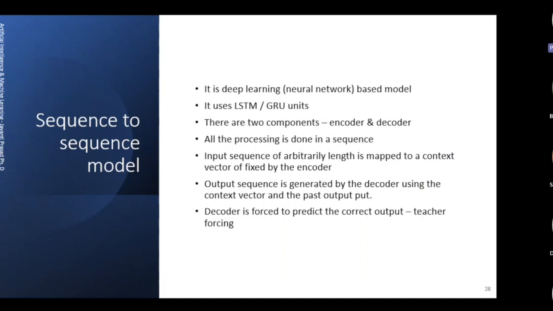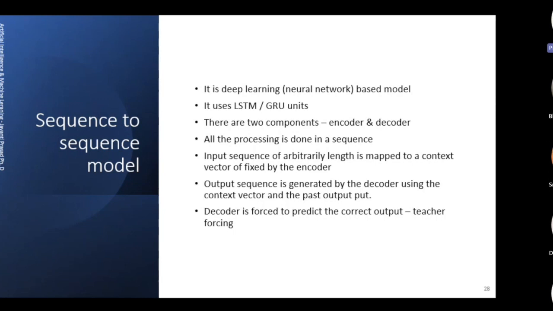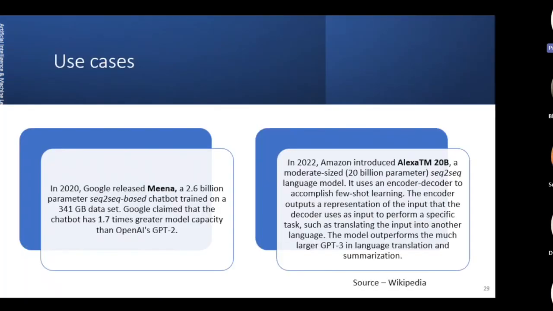Some common points about the sequence to sequence model: it's a deep learning based model. It uses LSTM or gated recurrent units. There are two components, encoder and decoder. The modern generative AI, even attention and all these architectures, also have an encoder and decoder, but theirs are not made of LSTM. All the processing is done in a sequence. An input of arbitrary length is mapped to a context vector of fixed size by the encoder. The output sequence is generated by the decoder using the context vector and the past output. The decoder is forced to predict the correct output. It's called teacher forcing.